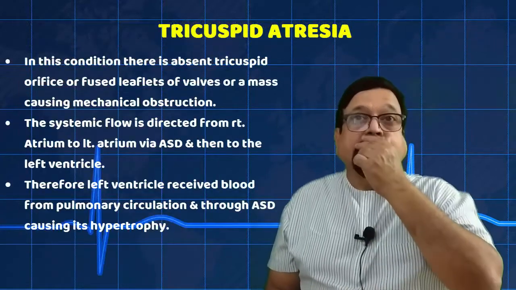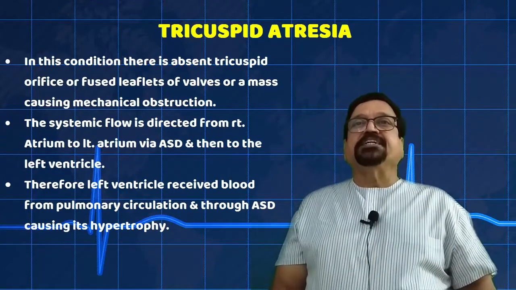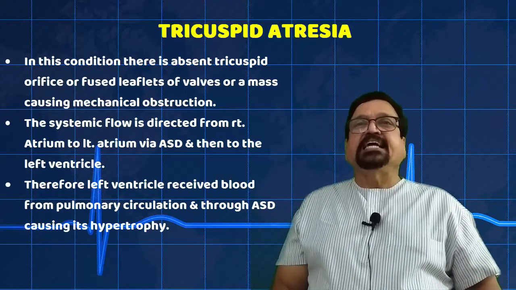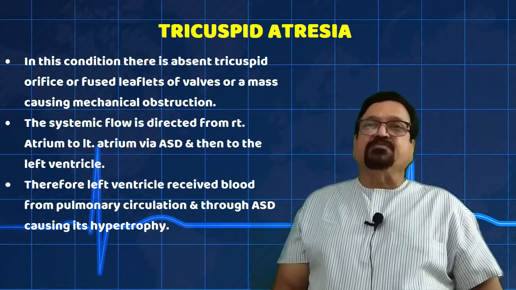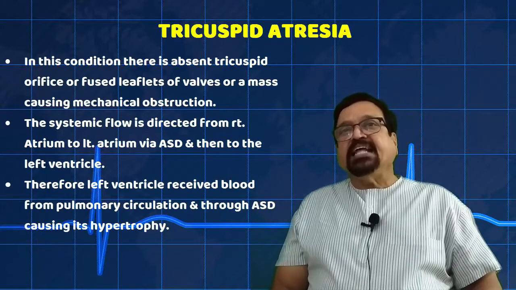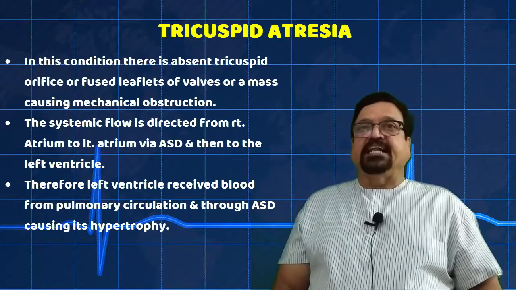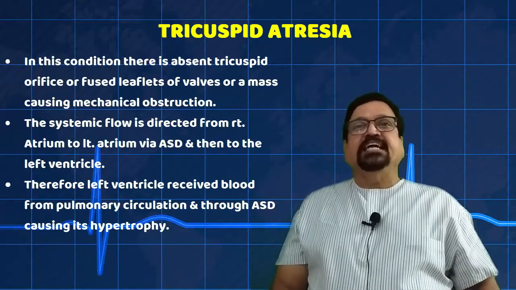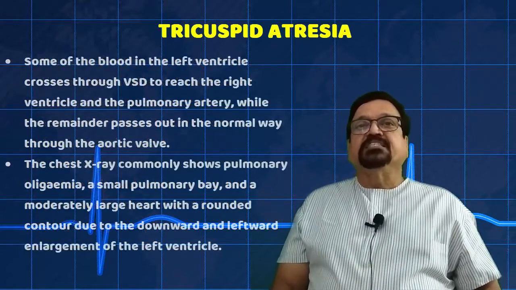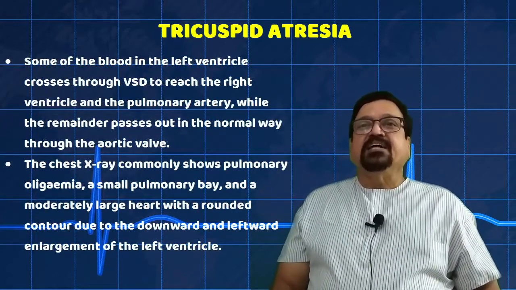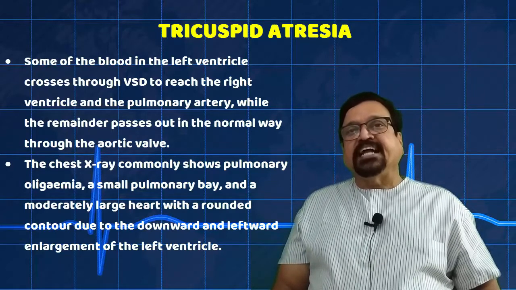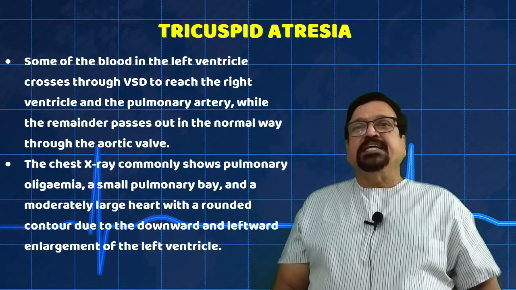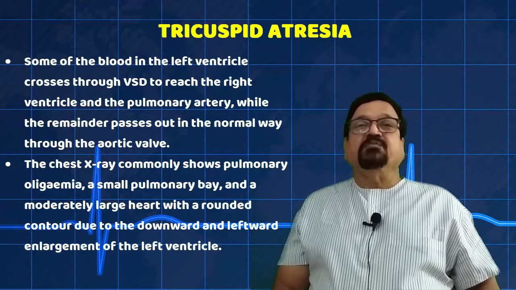Now what happens in tricuspid atresia? In this condition there is an absent tricuspid orifice or fused leaflets or valves or a mass causing mechanical obstruction. The systemic flow is directly from the right atrium via ASD and then into the left ventricle. Therefore, the left ventricle receives blood from pulmonary circulation through the ASD, causing a hypertrophy. Some of the blood in the left ventricle crosses through the VSD to reach the right ventricle and the pulmonary artery, while the remainder passes in the normal way through the aortic valve.